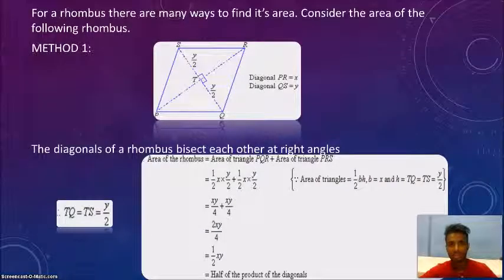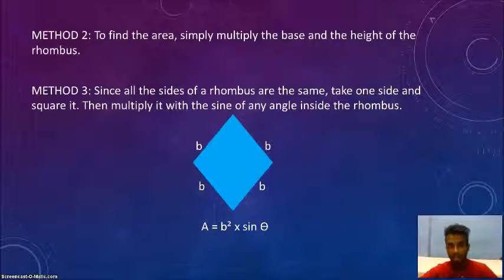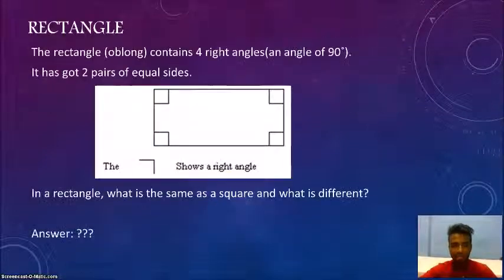For a rhombus, there are many ways to find its area. Consider the area of the following rhombus. Method 1 is to find the area of triangle PQR and add it to the area of triangle PRS. Method 2, simply multiply the base and the height of the rhombus. Method 3, since all the sides of the rhombus are the same, take one side and square it. Then multiply it by the sine of any angle inside the rhombus and you get the area.